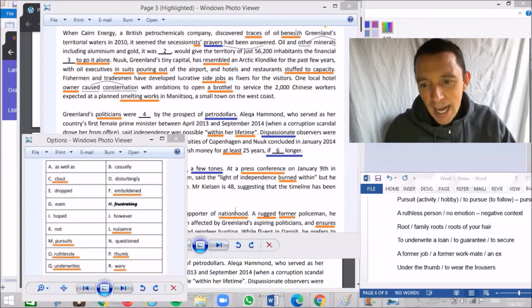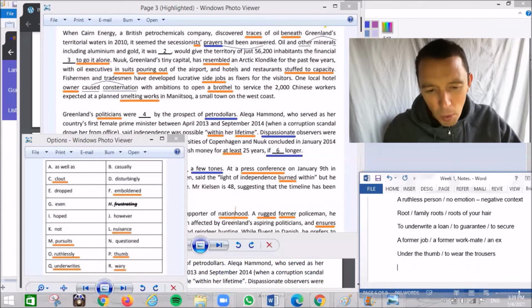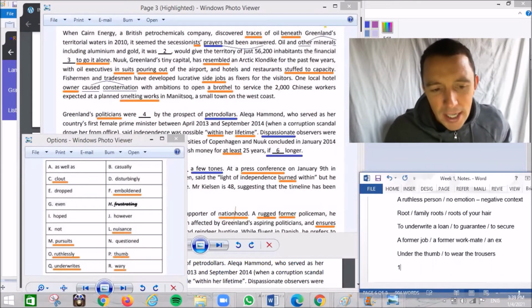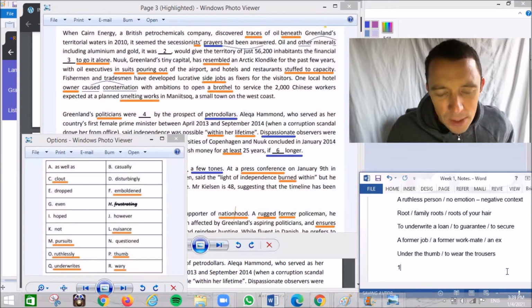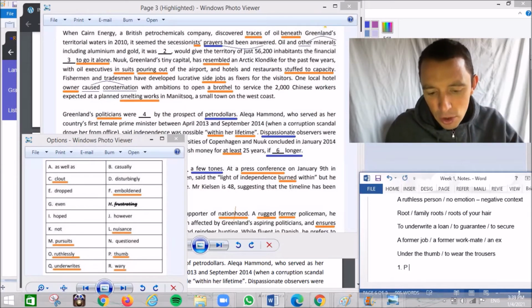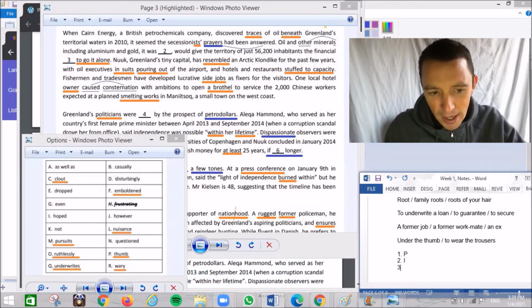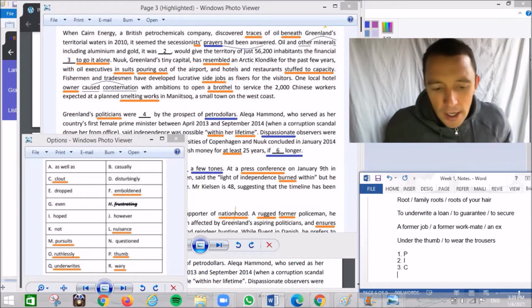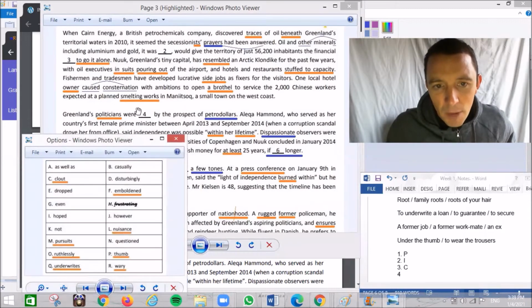So just to write the answers, I'm going to say number 1 was the option, as we had in the previous page, P. Okay. 2 is, we saw here, hoped, I. And 3, I think, clout, which is option C. Okay, very good. Now let's move to number 4, and we continue with the options. We continue with the vocabulary.